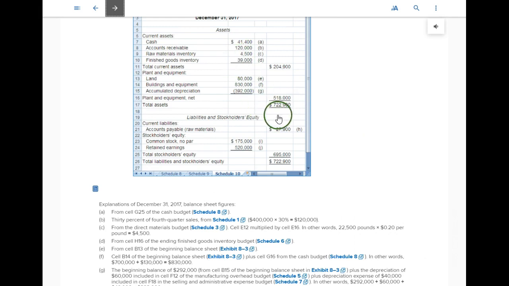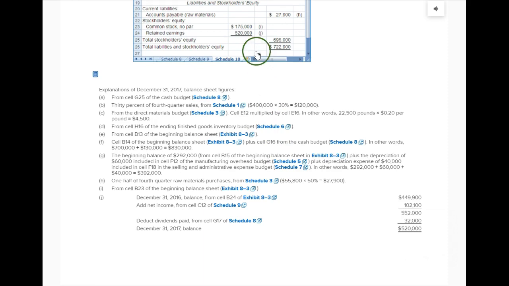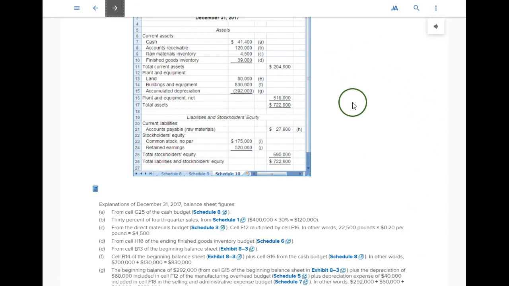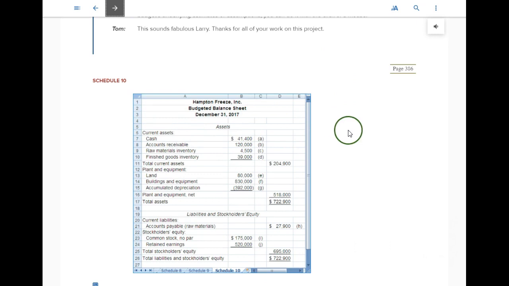So go back and look at this in detail. Even retained earnings, they show you how the ending balance is computed. Here's the beginning balance, plus the income, less the dividends, and there's your ending retained earnings. And we come up with the budget balance sheet.